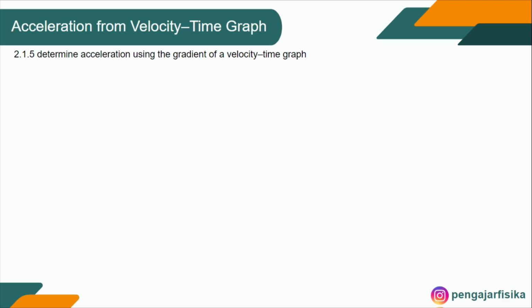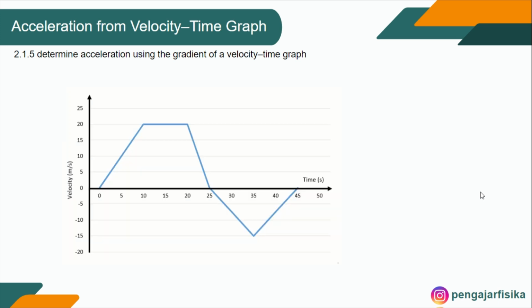Finally, the fifth learning objective is determine acceleration using the gradient of a velocity time graph. We will determine acceleration using the gradient of a velocity time graph. Just like before, the gradient here represents acceleration. A steeper gradient shows a higher acceleration, while a flat line suggests constant velocity with no acceleration.